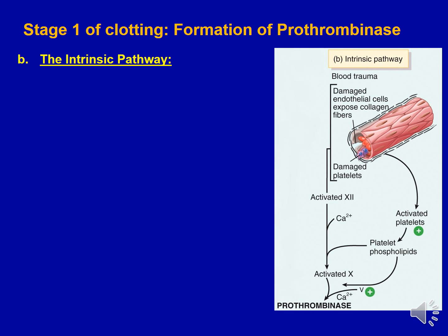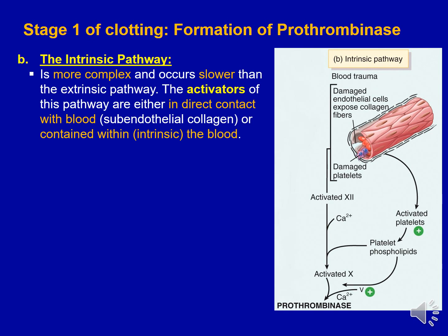Now we are going to look at the formation of prothrombinase by the intrinsic pathway. It is a more complex pathway. It needs the interaction of different clotting factors. It is dependent on the release of factor 12. So it is more complex and occurs slower than the extrinsic pathway.